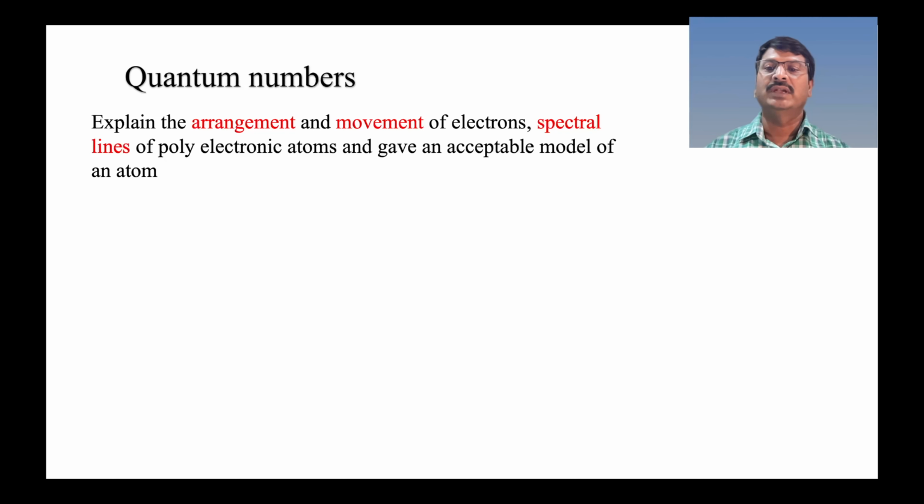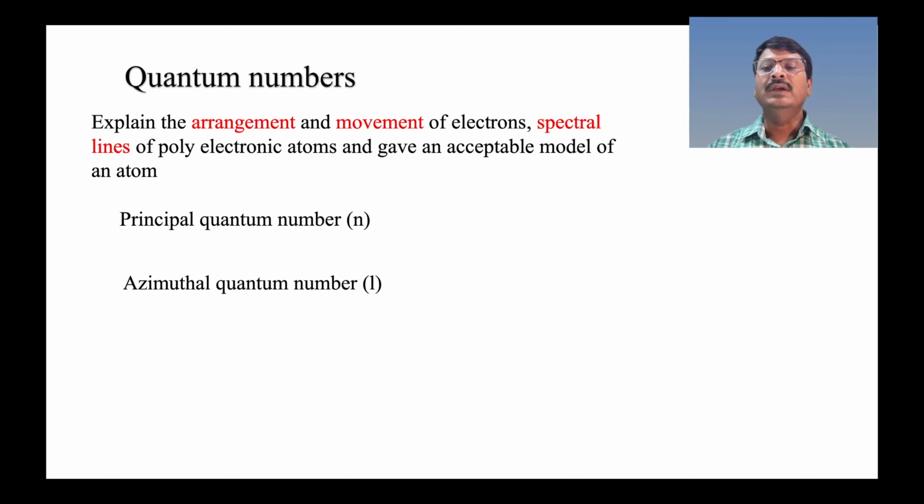To explain the arrangement and movement of the electrons in an atom, the quantum numbers are proposed, and they also explain polyelectronic atom spectral lines. Generally, the Bohr theory explains only single electron atom spectra, but the quantum numbers will explain the spectral lines of the polyelectronic atoms. And there are a total of 4 quantum numbers.